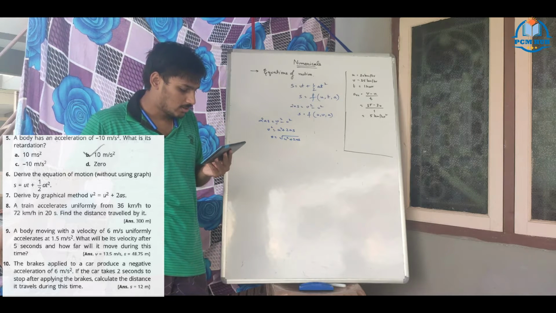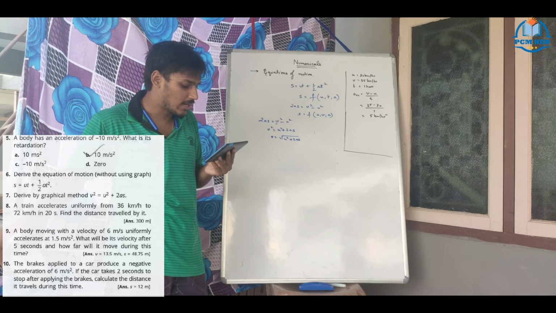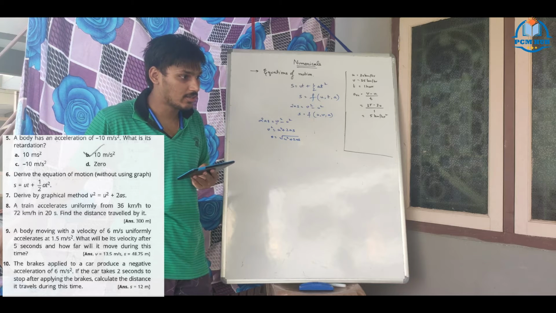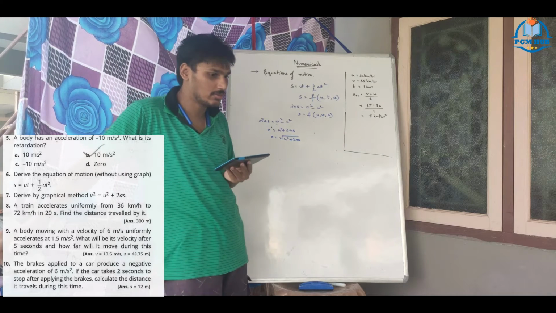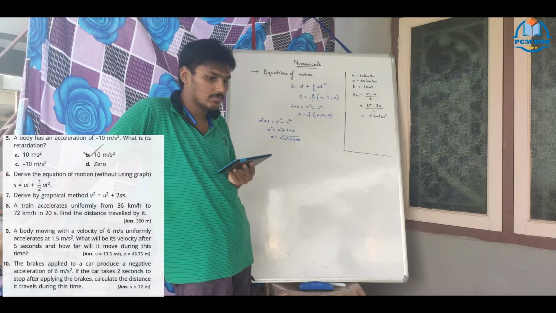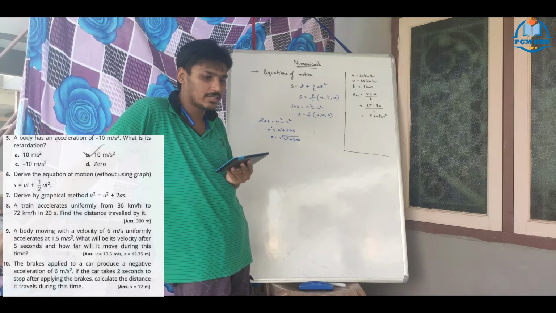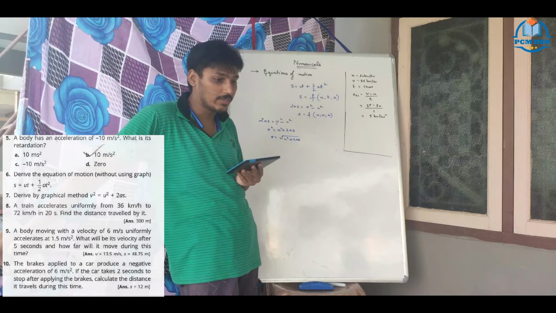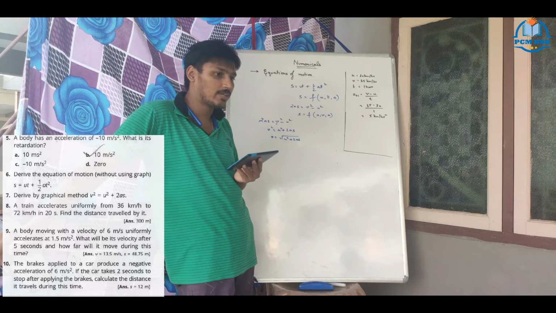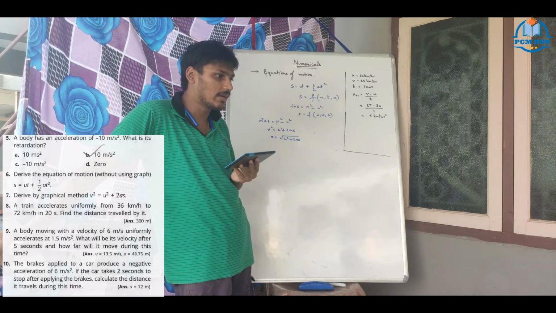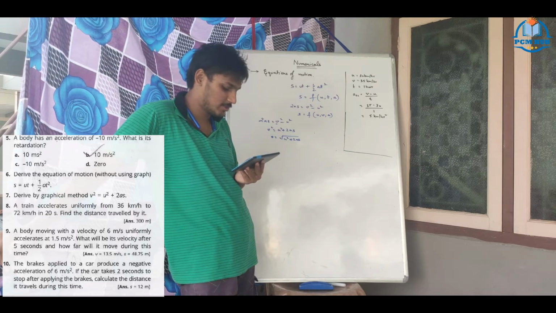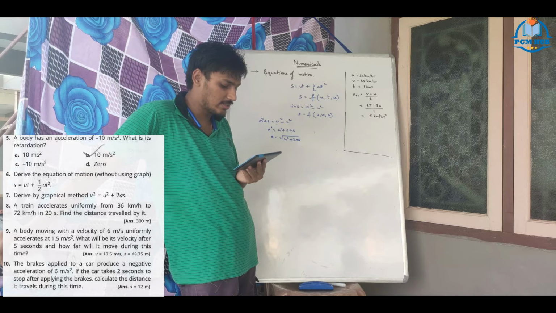Okay. Next, derive the equations of motion using the graphical method. We already did this in our earlier classes, the first non-online classes. We did it by the general method, by the graphical method, and by the integral calculus method. In total we did 9 derivations. Did you do it or not? You did it well.